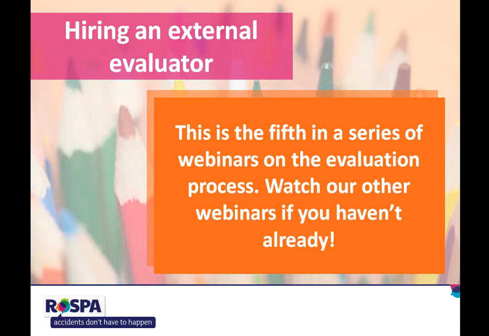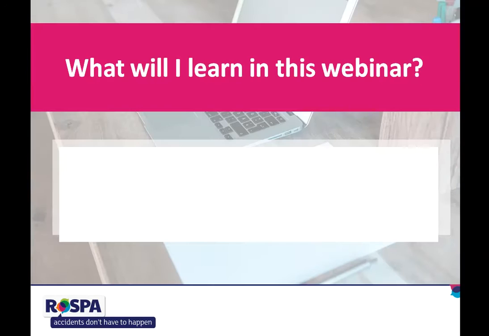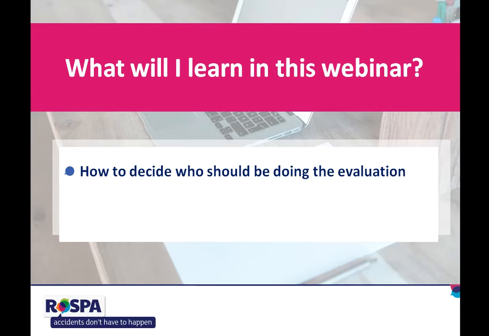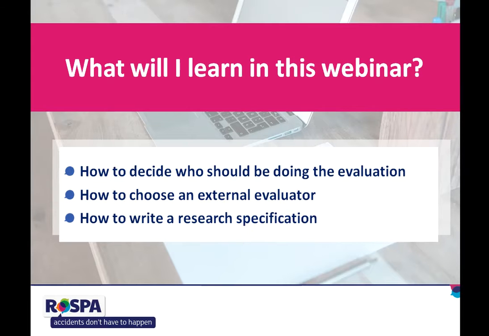You might also like to download or print a copy of the handout from our website, which has the key information from this webinar to save you from having to take lots of notes. This webinar will cover how to decide who should be doing the evaluation, how to choose an external evaluator, and finally I will explain how to write a research specification for your external evaluator.